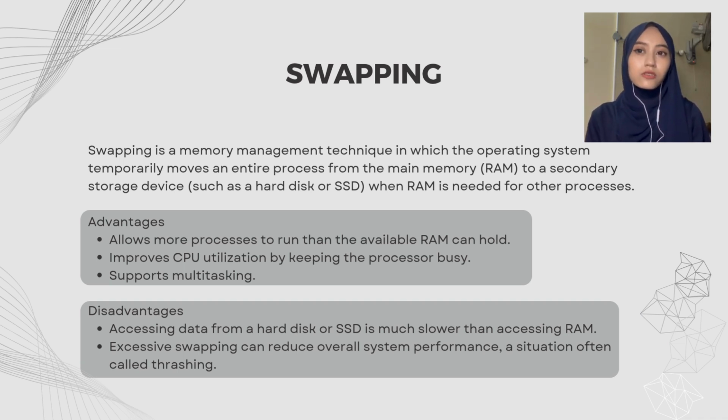However, swapping also has some disadvantages. Since hard disks and SSDs are much slower than RAM, accessing swapped data takes more time. If swapping happens too frequently, it can significantly slow down the system. This condition is called thrashing, when the computer spends more time moving data between RAM and storage than actually running programs.